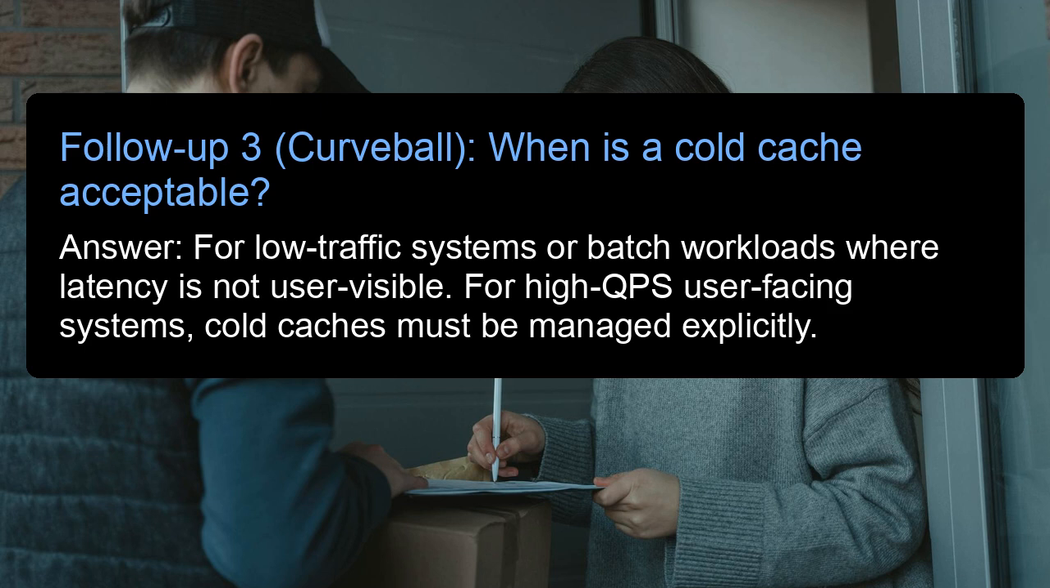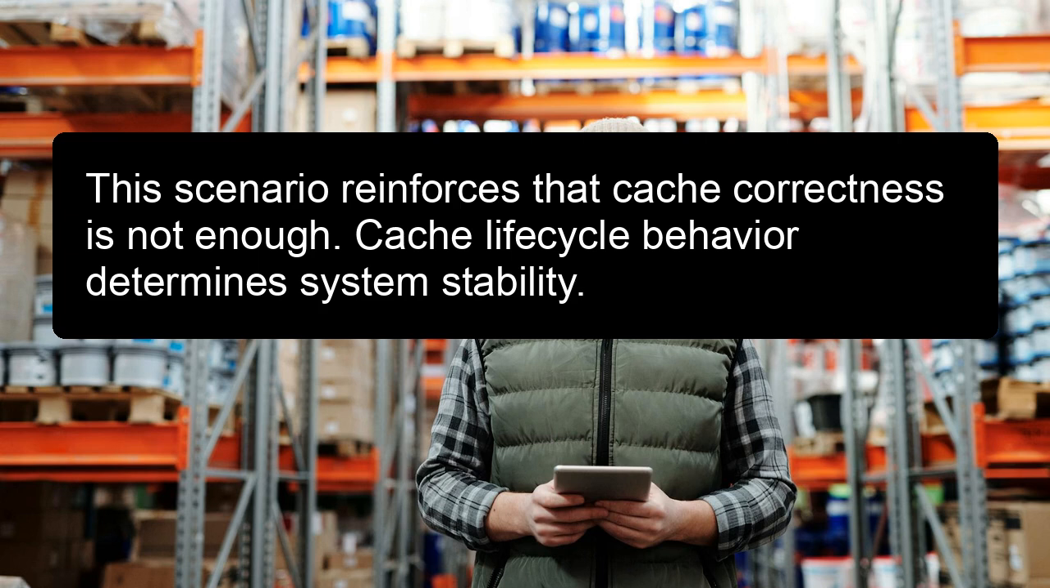When is a cold cache acceptable? Answer: for low-traffic systems or batch workloads where latency is not user-visible. For high QPS user-facing systems, cold caches must be managed explicitly. This scenario reinforces that cache correctness is not enough. Cache lifecycle behavior determines system stability.